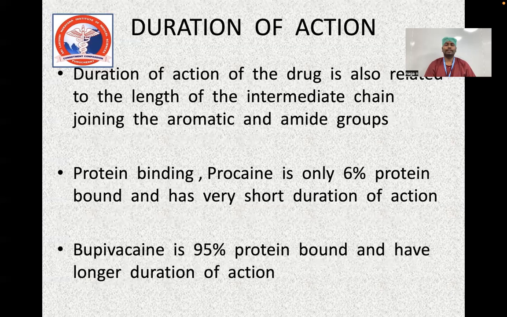How long will it work? What is the duration of action of these local anesthetic drugs? Duration of action is also related to the length of the intermediate chain joining the aromatic and amide groups. Protein binding: procaine is only 6% protein bound and has a very short duration of action. Bupivacaine is 95% protein bound and has a longer duration of action.